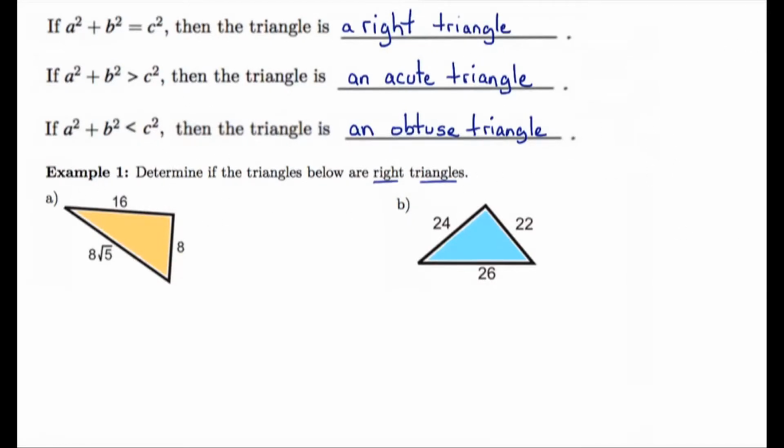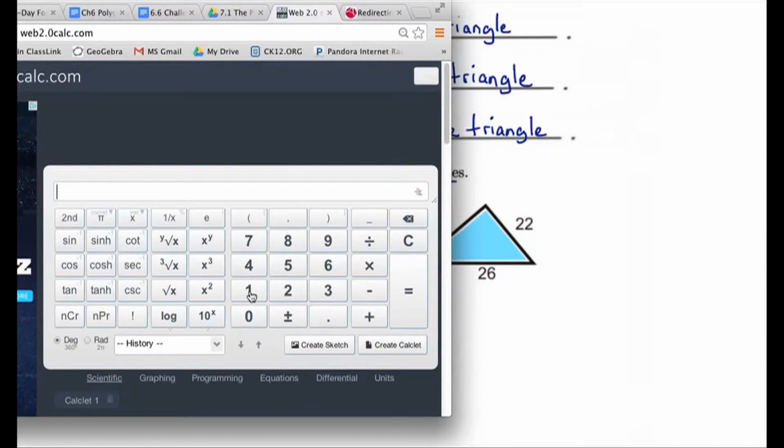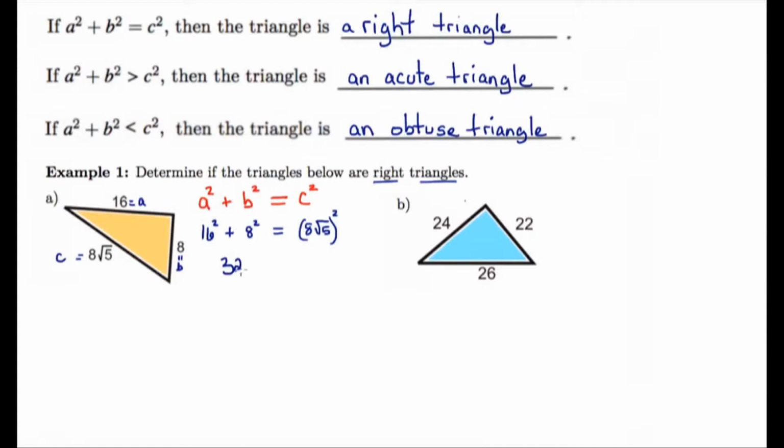So in this orange triangle here, I know all three sides. I know that 8 root 5 is larger than root 16 or 8, so I have to use that as c. And 16 and 8 I have to substitute for a and b. So let's find what 16 squared plus 8 squared are. Added together is 320. Okay, so 320 equals 8 root 5 squared. So that's the same as saying 8 root 5 times 8 root 5.